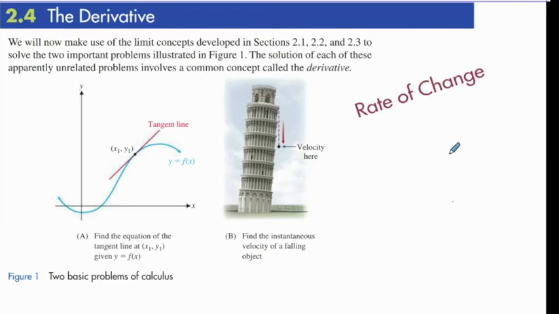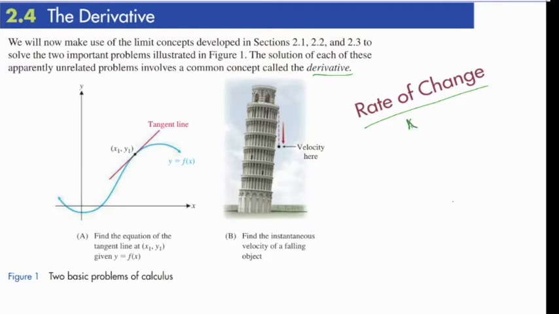This is Applied Calculus, section 2.4, titled The Derivative. We're going to now take the concepts that we've been discussing in the beginning of chapter 2 to define an important concept called the derivative. And in calculus, the derivative and the phrase rate of change are used often interchangeably.